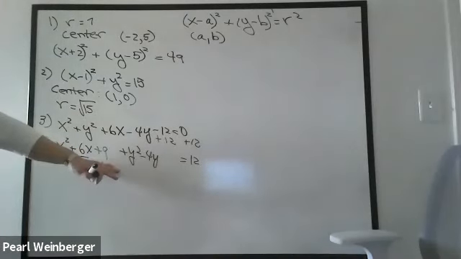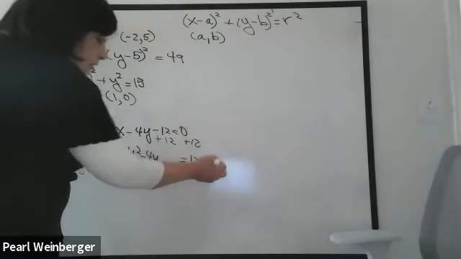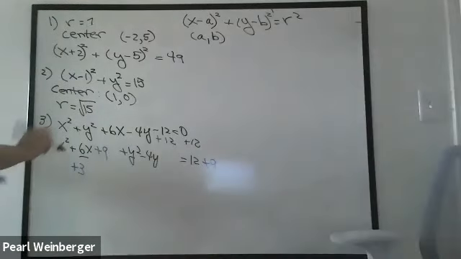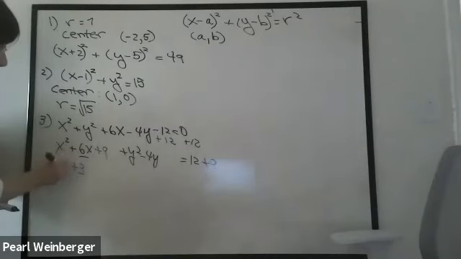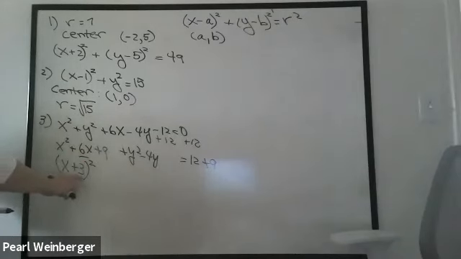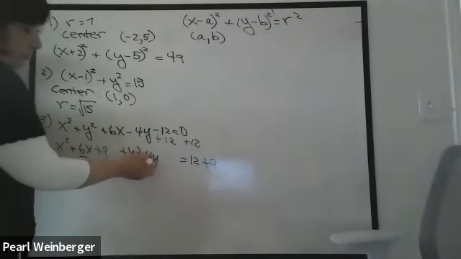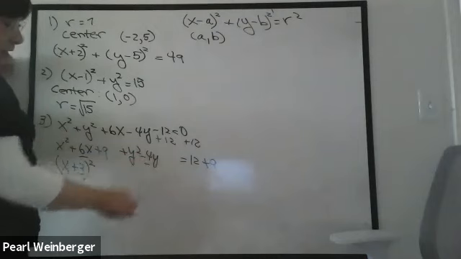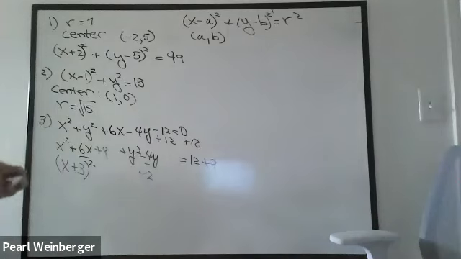Now, since I added 9 to this side of the equation, I've got to do the same thing on the other side. And then this particular trinomial, x squared plus 6x plus 9, becomes x plus 3 squared. The x plus 3 binomial squared gives you x squared plus 6x plus 9. Now you do the same thing with the y's. You take half of the number now in front of the y, which in this case is -2, and you multiply it by itself.